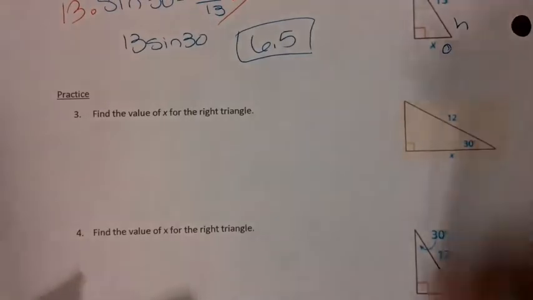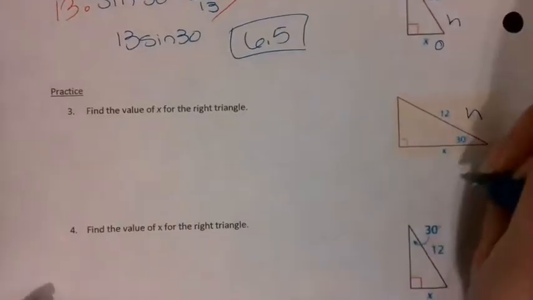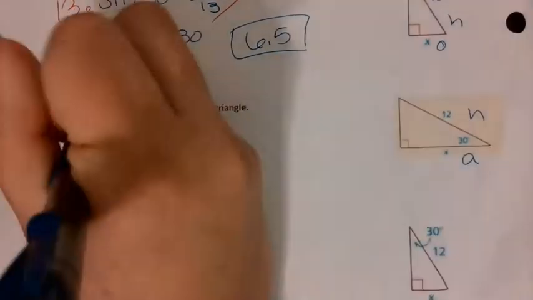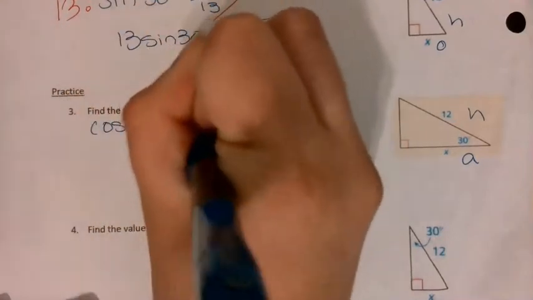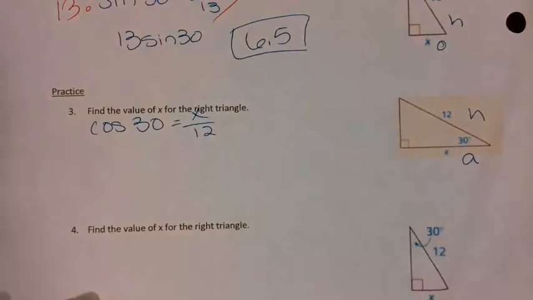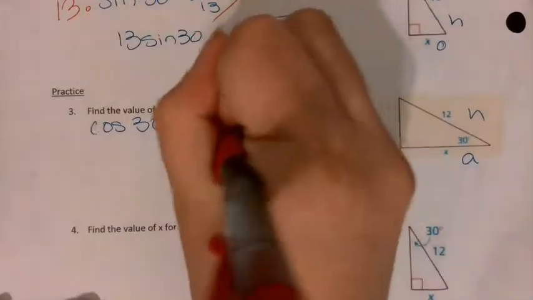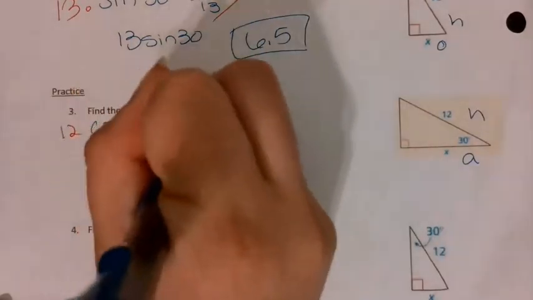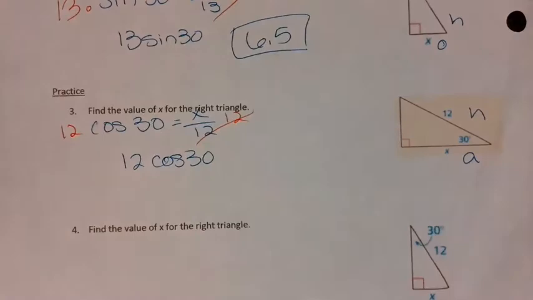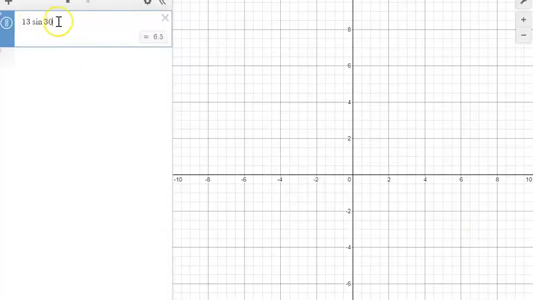Okay, this one I have my hypotenuse and my adjacent, so this one's going to be cosine. Okay, then I want to multiply both sides by 12. This side cancels out. I have 12 cosine 30, so I'm going to go back to Desmos. And this one is 10.39.